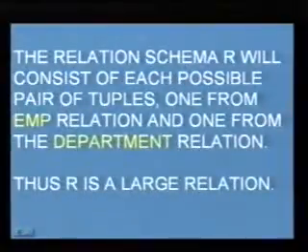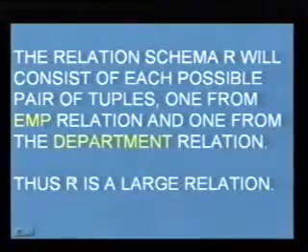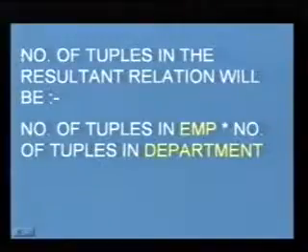The relational schema R will consist of each possible pair of tuples, one from the EMP relation and one from the department relation. So basically R will be a large relation. The number of tuples in the resultant relation will be the number of tuples in EMP multiplied by the number of tuples in department. Thus, we will have one tuple from one relation related with every other tuple in the other relation.